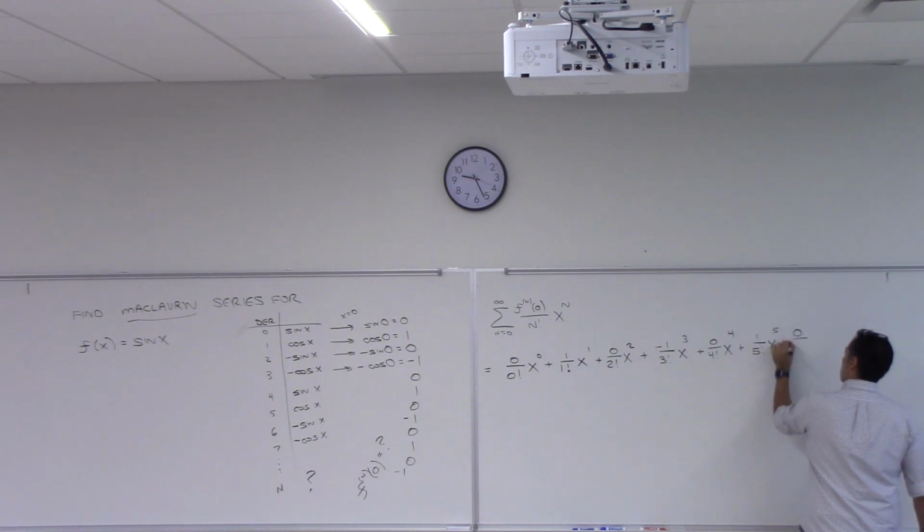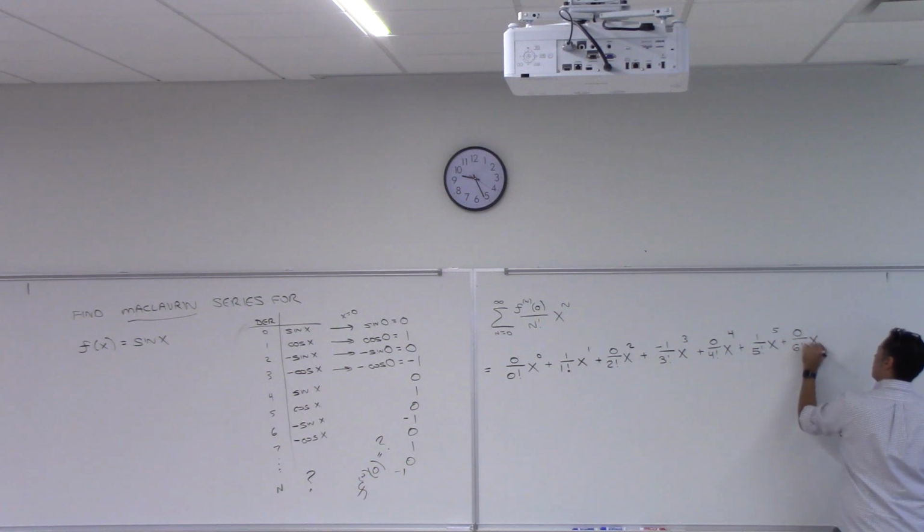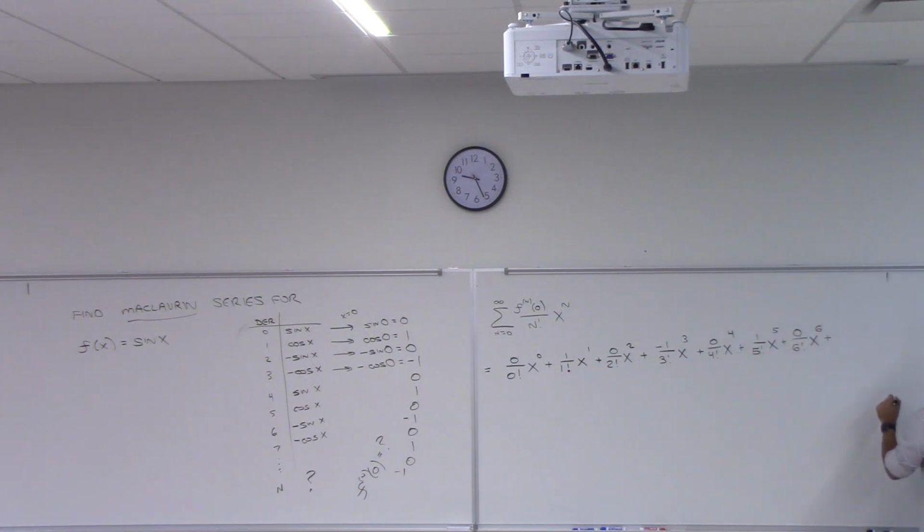Plus 0 over 6 factorial x to the 6th. Plus, what's next? Negative 1 over 7 factorial x to the 7th, plus dot, dot, dot. I'm going to stop there.